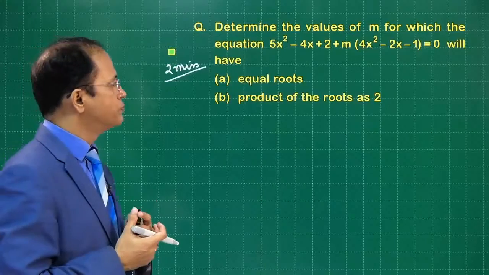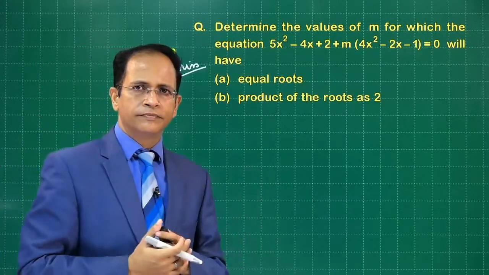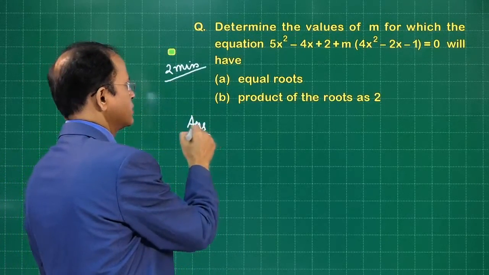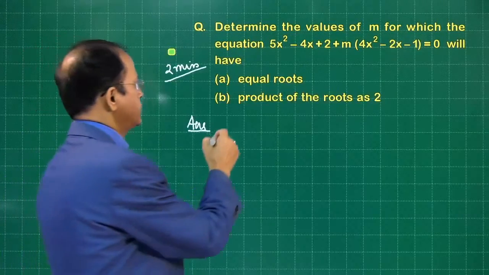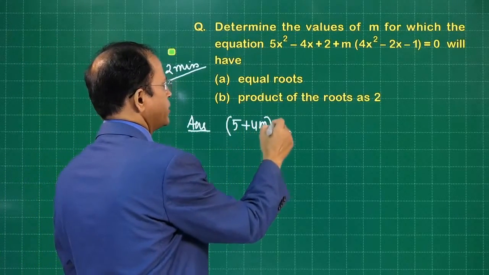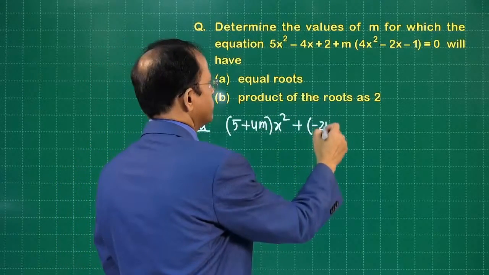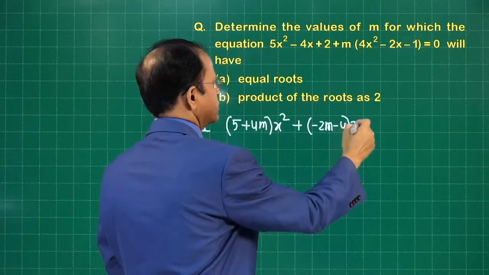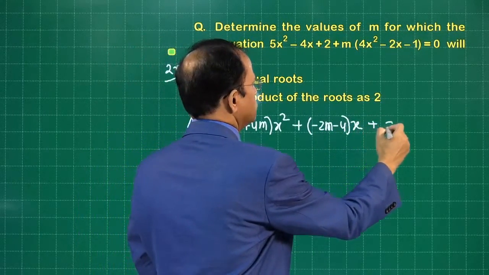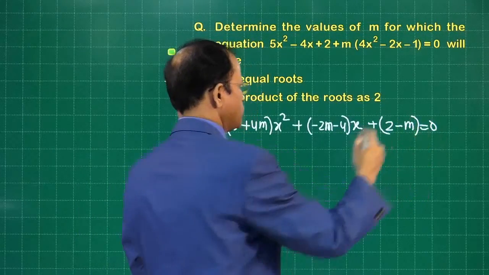So how can you do it? We can take all the x squared together. Yes, this is the first step you can do. That is (5 + 4m) x², and also we can write it as (−2m − 4) x plus 2 − m is equal to 0. This is what we have.